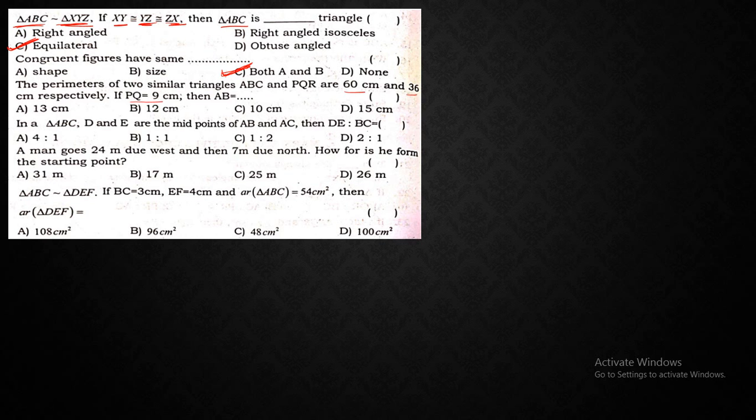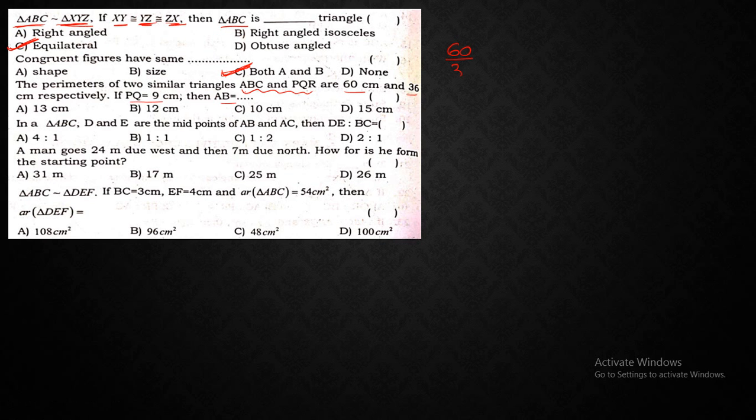If PQ is equal to 9, AB is equal to how much? Here the order of the triangles you need to take carefully. Triangle ABC he has taken first, next PQR. So their ratio will be in the same order. The ratio won't be changing because perimeter and side both will have the same units.